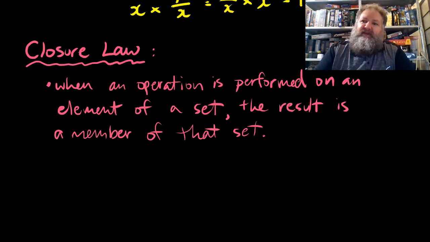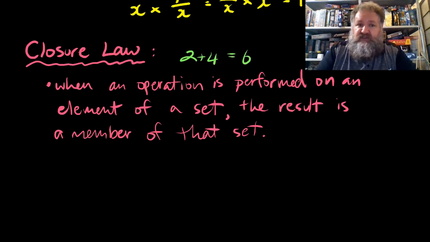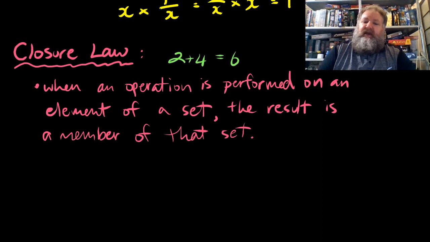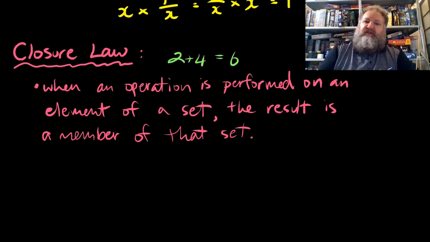So in that instance, with 2 plus 4, the answer will stay within its own set, so closure law is true for that particular operation. It's best to see this closure law as examples, so it'll make a bit more sense. So again, it's all about the set of the numbers that you're dealing with, okay?